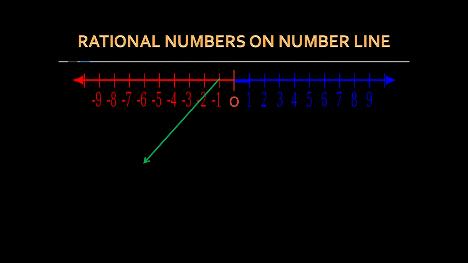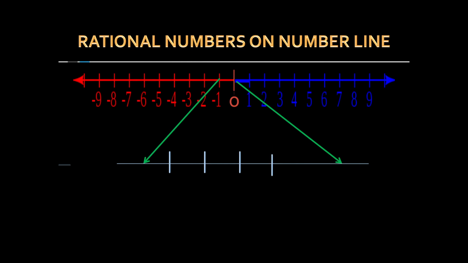Now let us take another example. In between -1 and 0 also we can find many more rational numbers. The examples of these rational numbers between -1 and 0 are the same, where the numerator is smaller than the denominator, but the numerator part is -1 or the denominator part is -1.